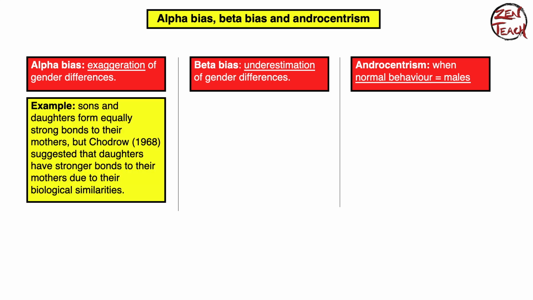An example for an alpha bias is a study from 1968 that looked at the strength of a bond between a mother and her child. The author argued that girls have a stronger bond to their mother because they have the same biology, whereas boys have a weaker bond because they have a different type of biology. And that proved to be wrong. Okay, so in this example, the difference in bond between the mother and the child was exaggerated based on gender. Okay, let's look at a beta bias.